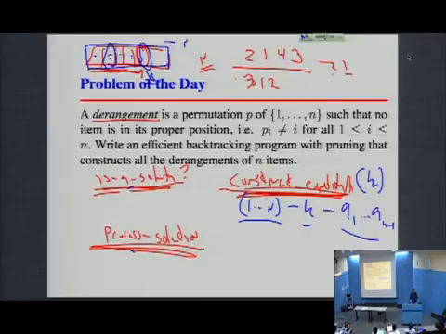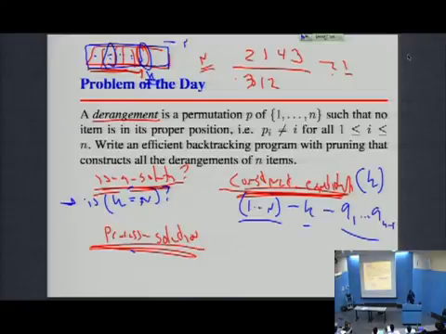How do I tell whether or not my array is a full solution yet? If you're at position n. Right, so if k equals n; you may have to look at the notes to see why that is. If I have filled up the first n elements of this array, and at each point I had a new element that hasn't been used before, and no element is in its proper position, I have a solution. Does everybody see that?